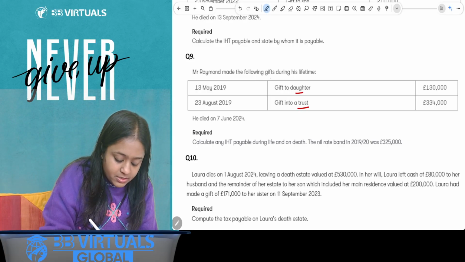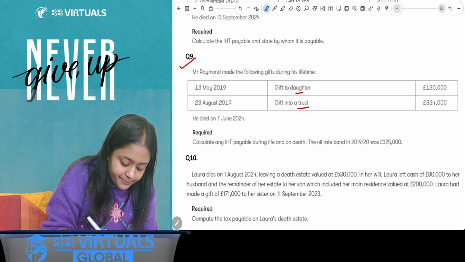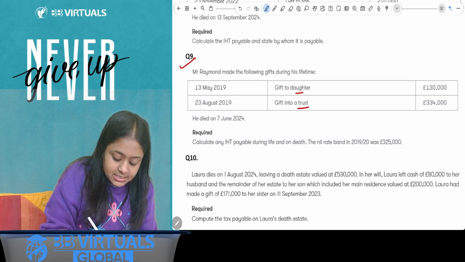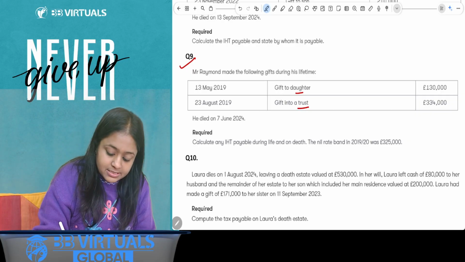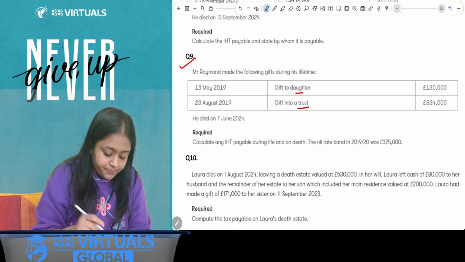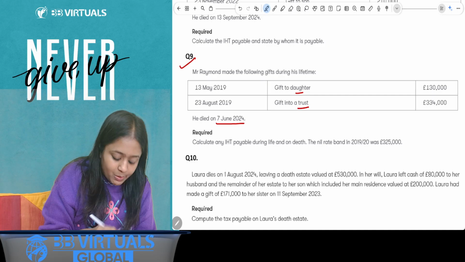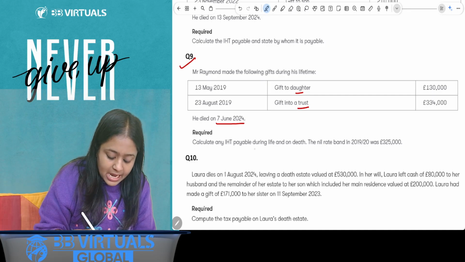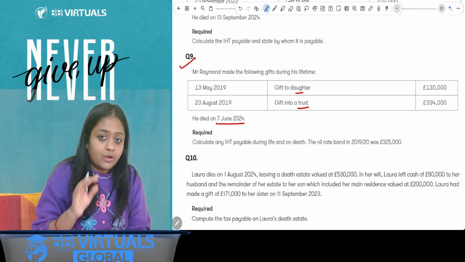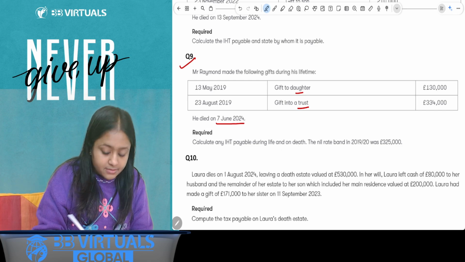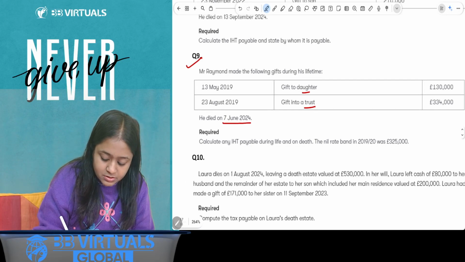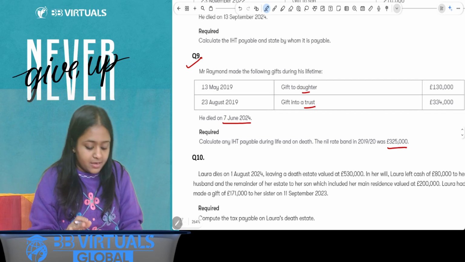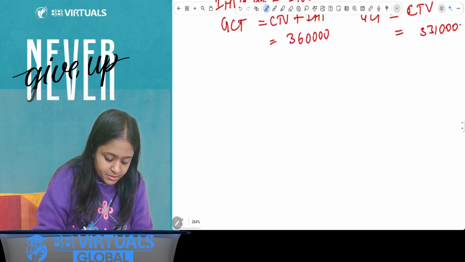Mr. Raymond made the following gifts during his lifetime. 13th May 2019, gift to daughter, and 23rd August 19, gift to the trust. This is the transfer of value. You need GCT. He died on 7th June 24. Calculate any IHT payable during life. That also we have to calculate. And on death. The NRB for 1920 was 3,25,000. So we are keeping the same NRB. Okay, let's start doing for Mr. Raymond.